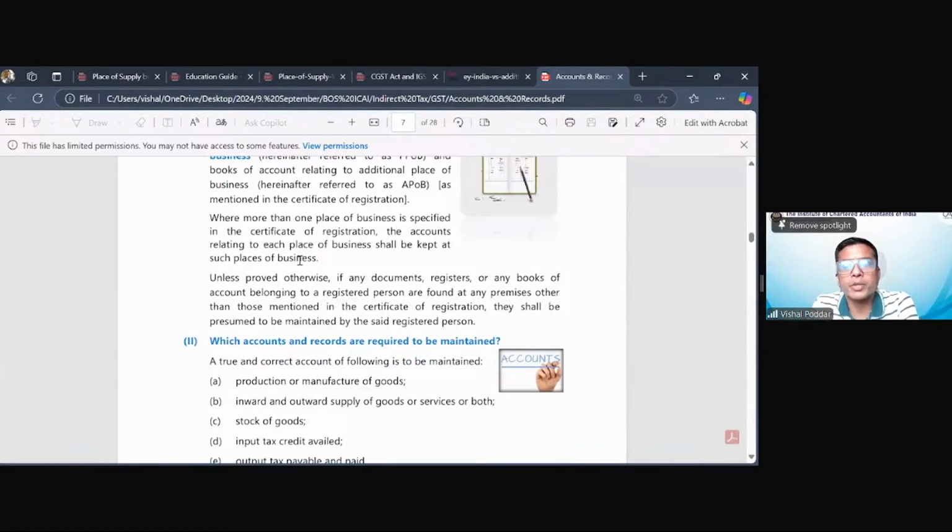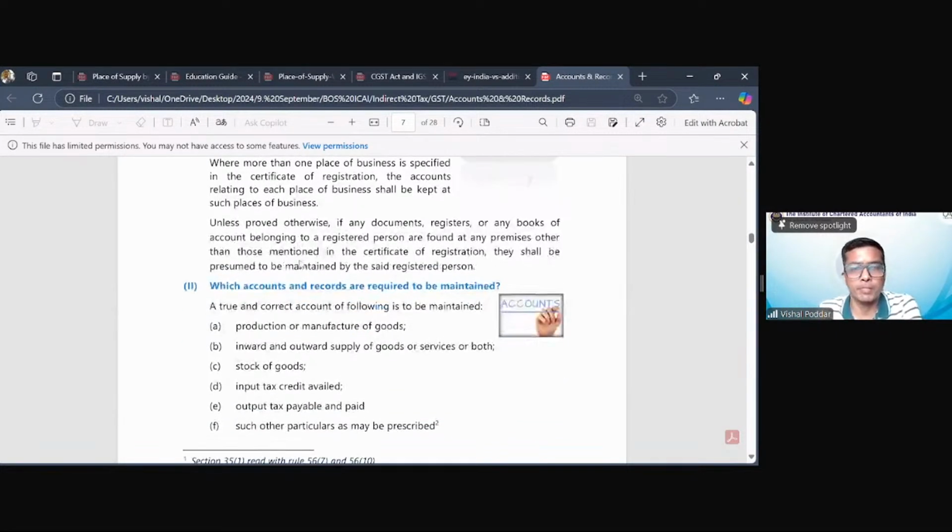Now, where you have specified that you have more than one place of business, that is, a place from where business is done, not a mere back office but a proper business place, like you have multiple shops, in that case it is advisable that you keep the accounts for each shop at that particular place. Unless proved otherwise, if any documents, registers, or books of account belonging to a registered person are found at any premises other than those mentioned in the certificate of registration, they shall be presumed to be maintained by the said person.